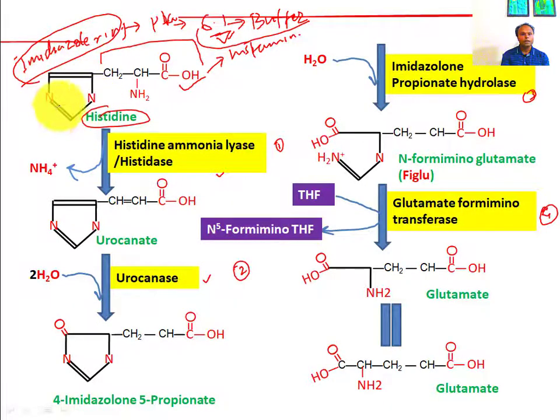This is a ring, a five-membered ring, and there are 2 nitrogens. If you understand the structure of any parent amino acid, you will easily understand the pathway. So histidine does not undergo a transamination reaction. Very important. Histidine, serine, threonine and proline, these 4 amino acids do not undergo transamination reaction. There is direct deamination of this group. So you can see here, deamination.